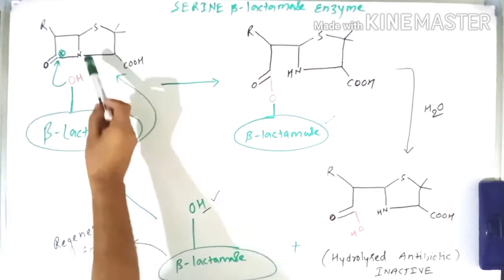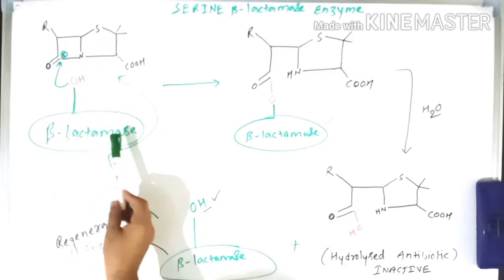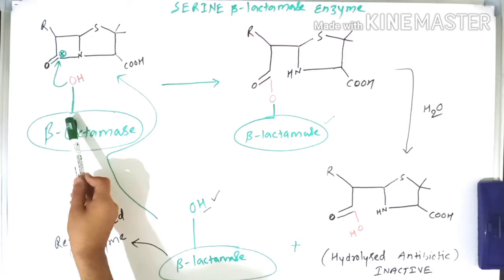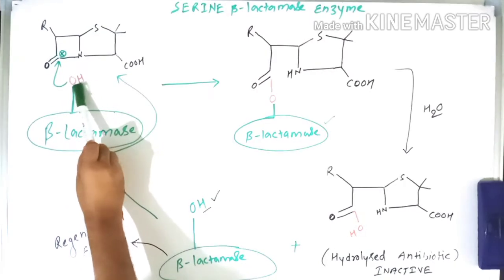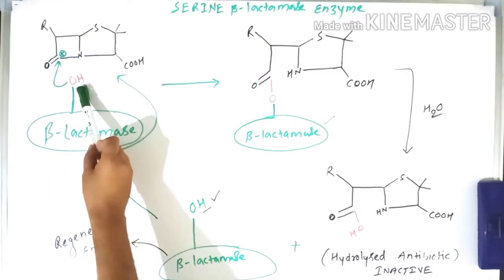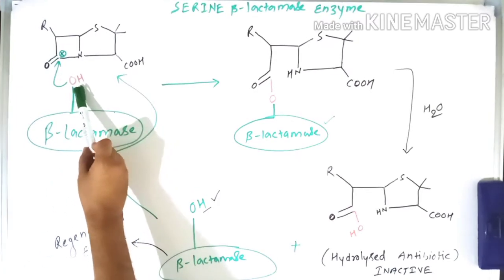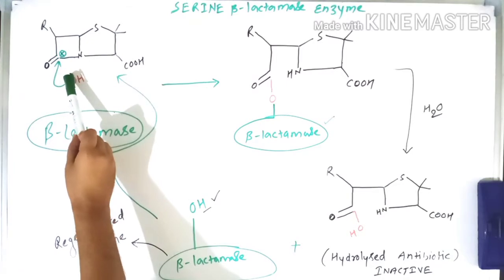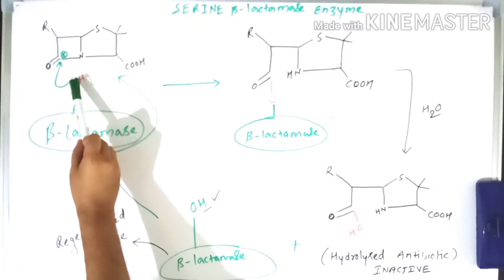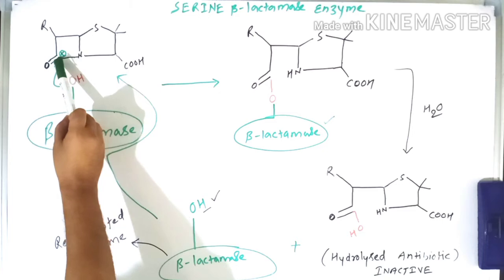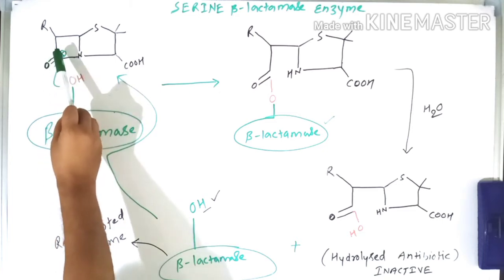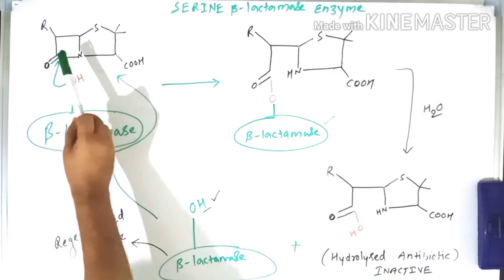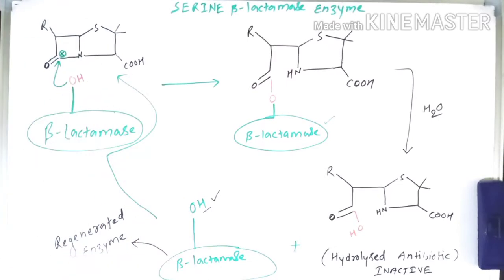So this is your penicillin molecule and this is your beta-lactamase enzyme which has a serine amino acid in its structure, and on the serine molecule there is this hydroxyl group. This hydroxyl group, you know very well, acts as a good nucleophile because it has two lone pairs of electrons on its oxygen atom. But this carbonyl carbon, the carbon which is attached to this double bonded oxygen atom, has a slight positive charge. So this carbonyl carbon acts as an electrophile.